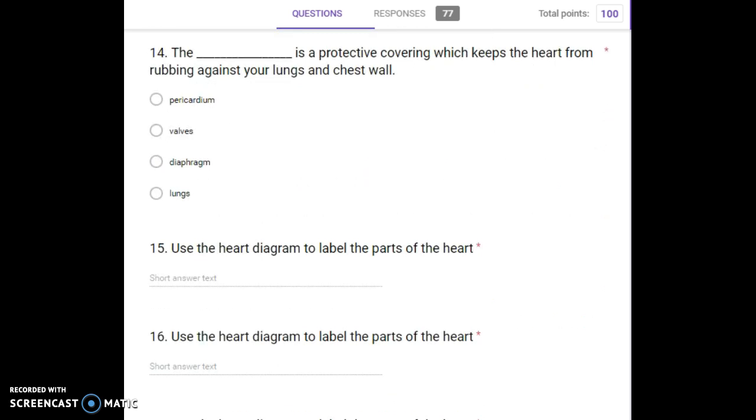Number 14. The blank is a protective covering which keeps the heart from rubbing against your lungs and chest wall. Pericardium, valves, diaphragm, lungs.